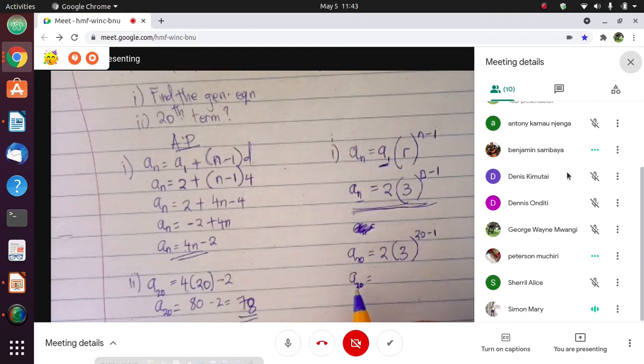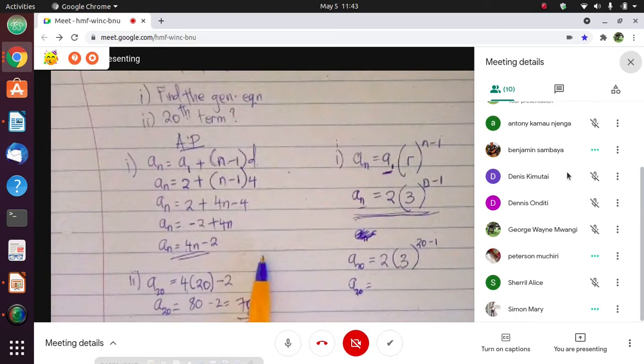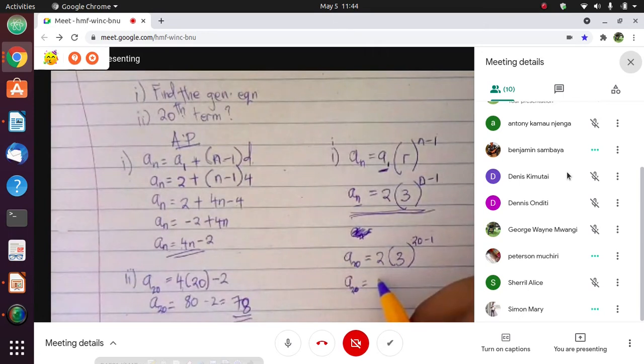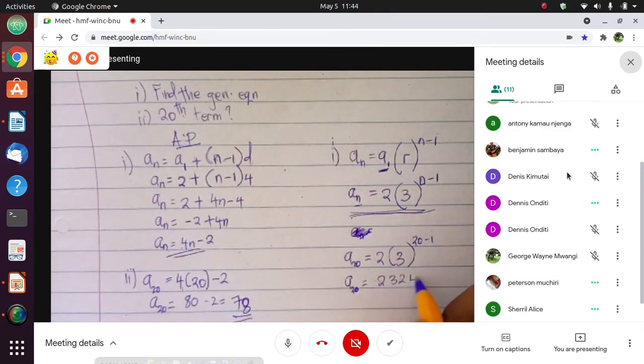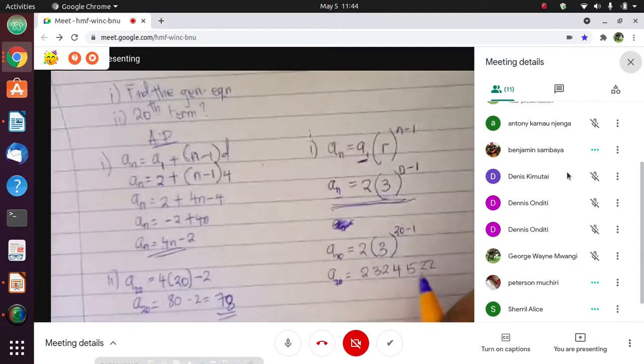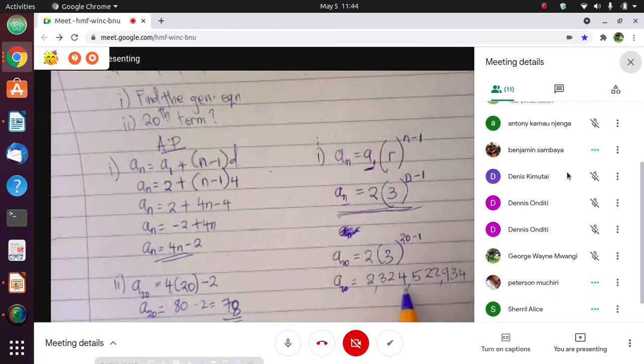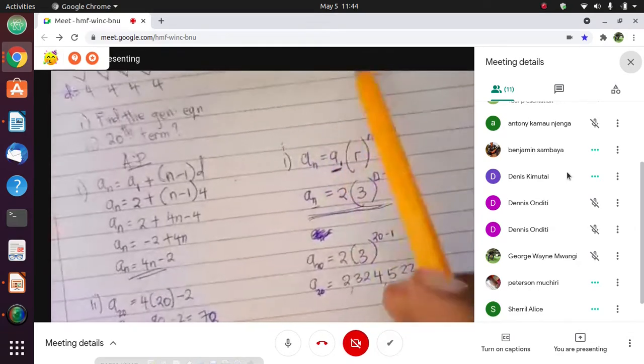Calculators, we have to take out where we have kept them. What will be our 20th term? It's a very huge number. Let me just read it out: 2, 3, 2, 4, 5, 2, 2, 9, 3, 4. So this is 2,324,522,934.